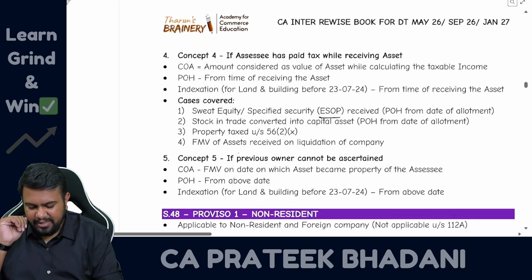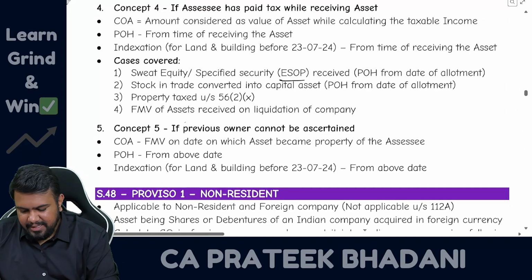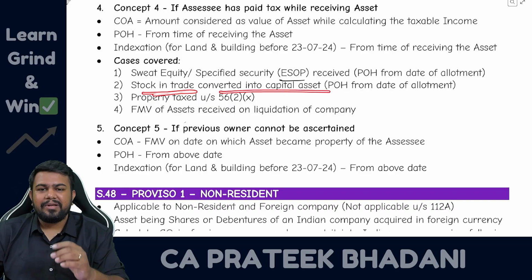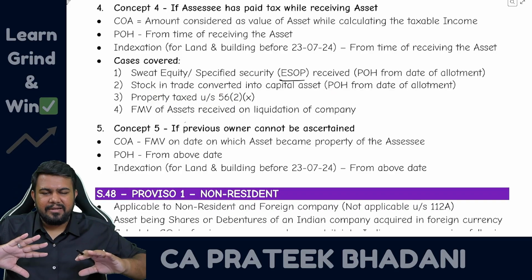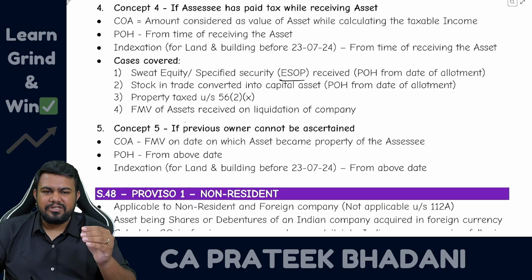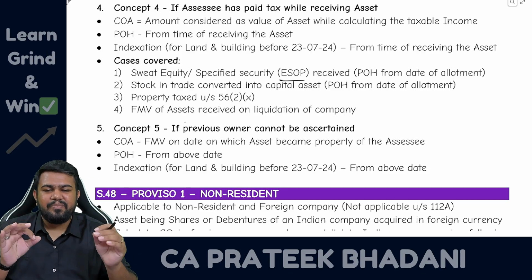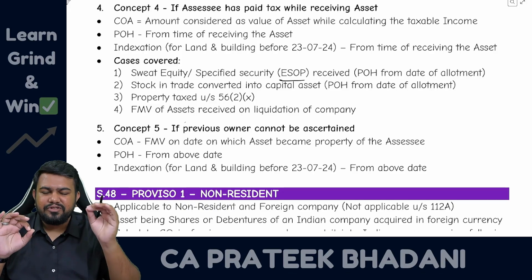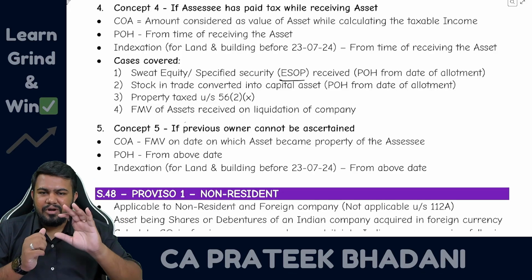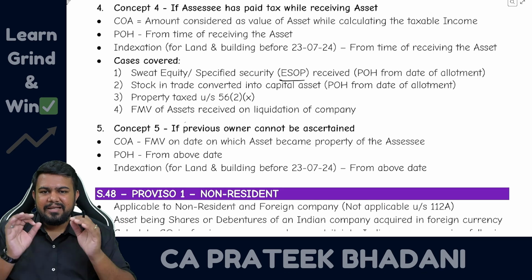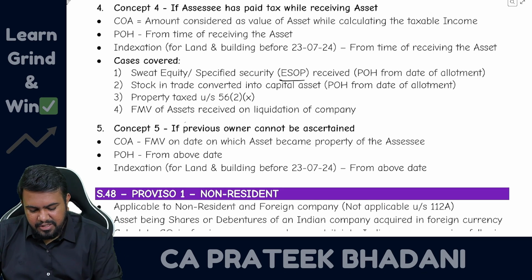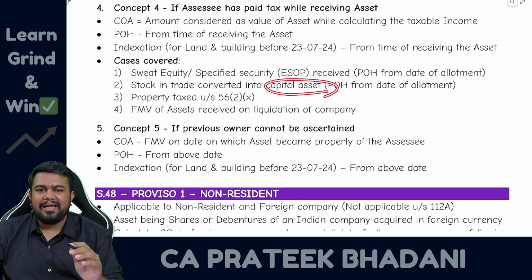So let us see what are all the cases. Number 1, is the ESOPs, employee stock option plan. Second case, stock in trade converted into capital asset. So whenever stock in trade, that is the stock, is converted into capital asset, then fair market value of the stock is considered as income in PGBP. You have to pay tax under PGBP when you convert stock into capital asset. Hence, whatever value is considered as fair market value will become the cost of asset for future capital gain calculation.